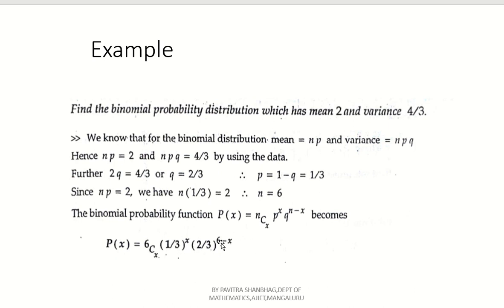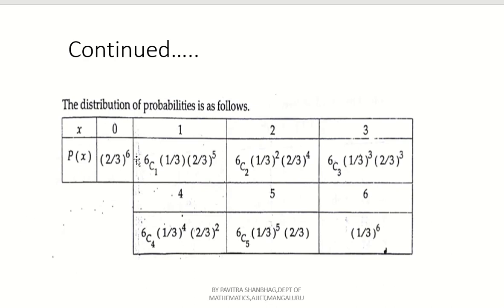Because 6 minus 6 we will get power 0. Up to that term you have to expand. So what you will get here? 2 by 3 power 6 when x equal to 0. When x equal to 1, 6C1, 1 by 3 into 2 by 3 power 5.